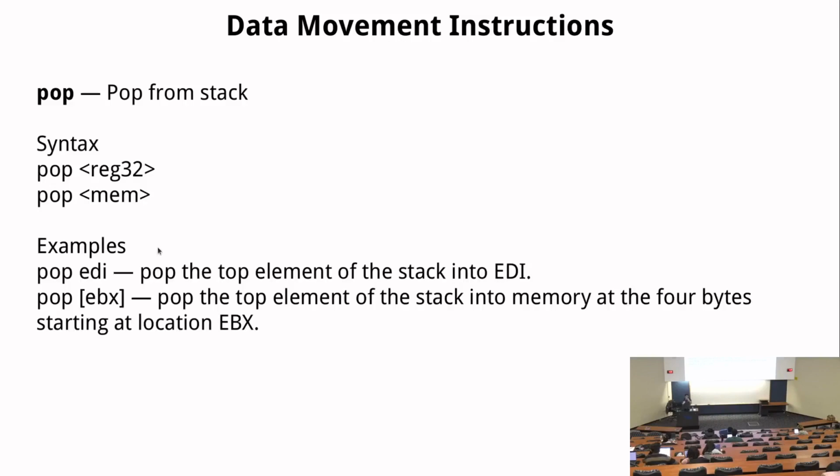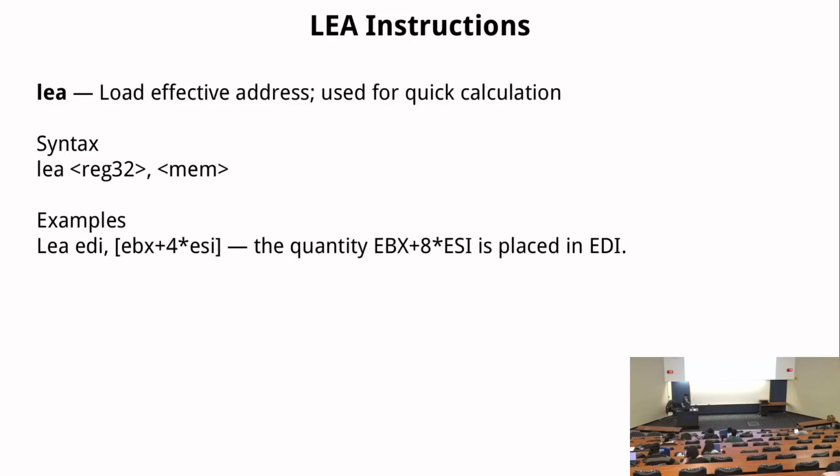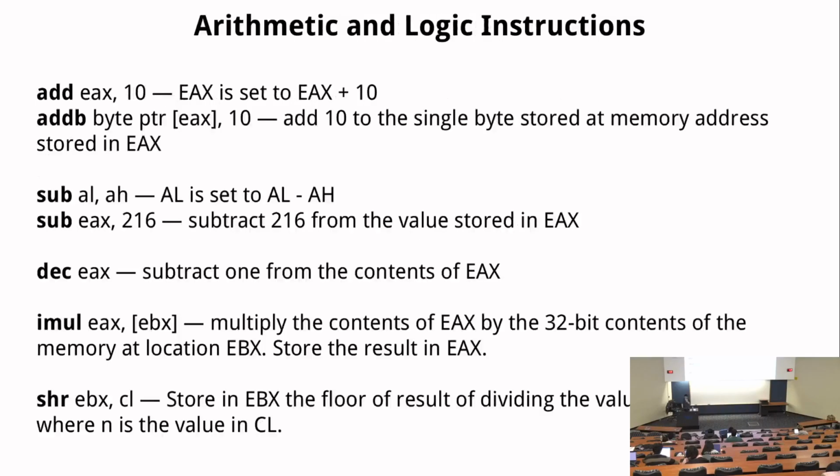The opposite operation from push is pop. Pop will just retrieve something from the stack and move that to a register. For example, you can do pop EDI. EDI is a register. Pop is the instruction. Basically, it will take whatever the ESP register points to and move that to the EDI register. That's what it does. There are some weirder instructions. Load effective address. Basically, do a quick calculation. We probably will skip this one.